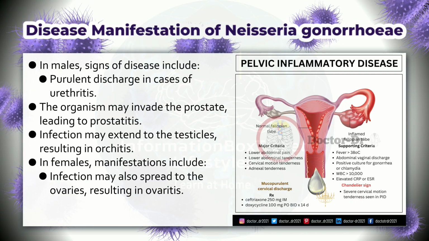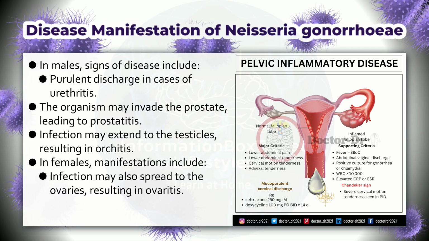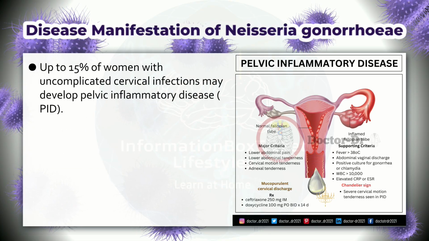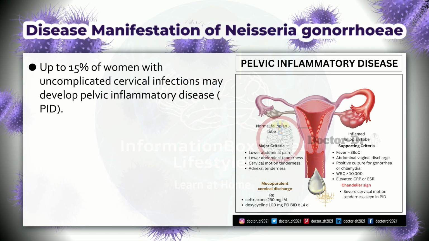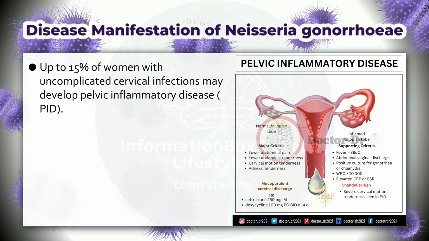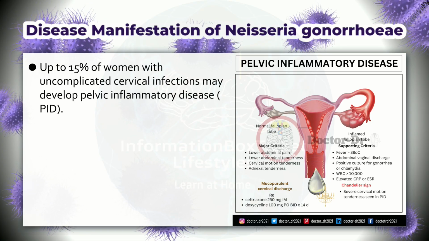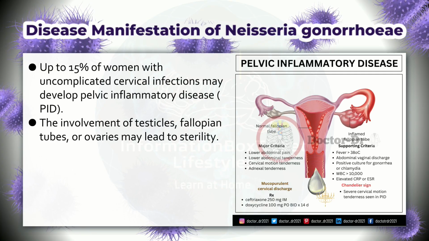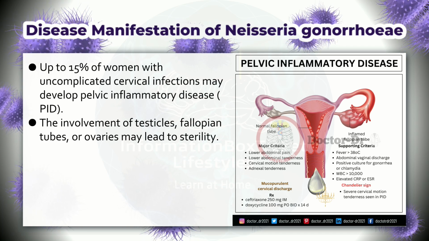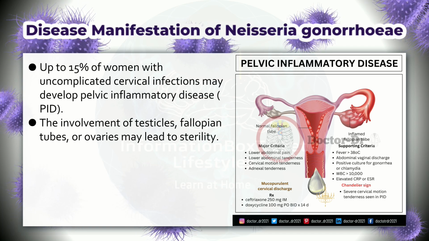Infection may also spread to the ovaries, resulting in ovaritis. Up to 15% of women with uncomplicated cervical infections may develop pelvic inflammatory disease. The involvement of testicles, fallopian tubes, or ovaries may lead to sterility.